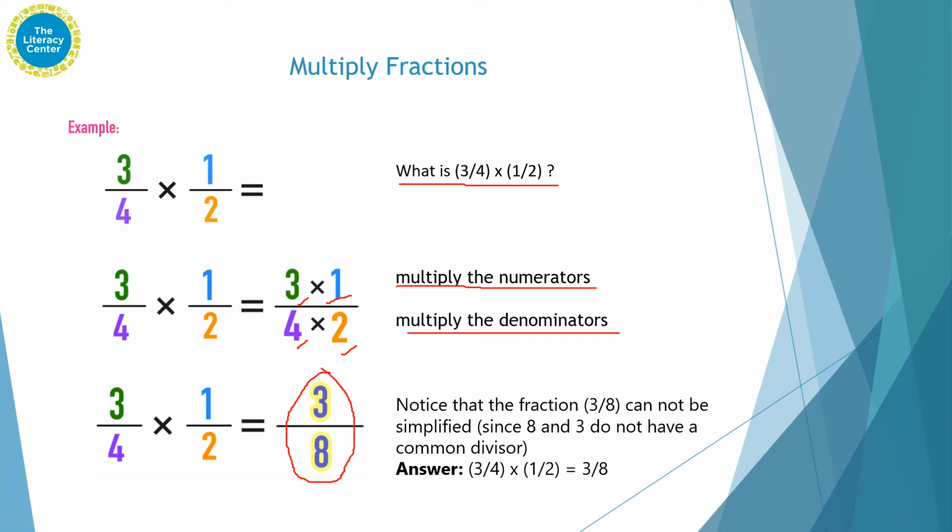So you might have noticed here that the fraction 3 by 8 cannot be simplified further, since 8 and 3 do not have a common divisor, right? So our answer is 3 by 8. It is simple and straightforward, right?